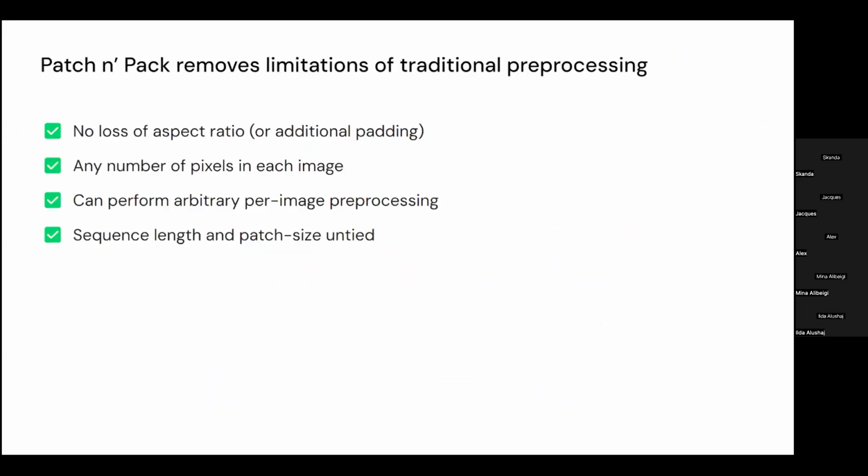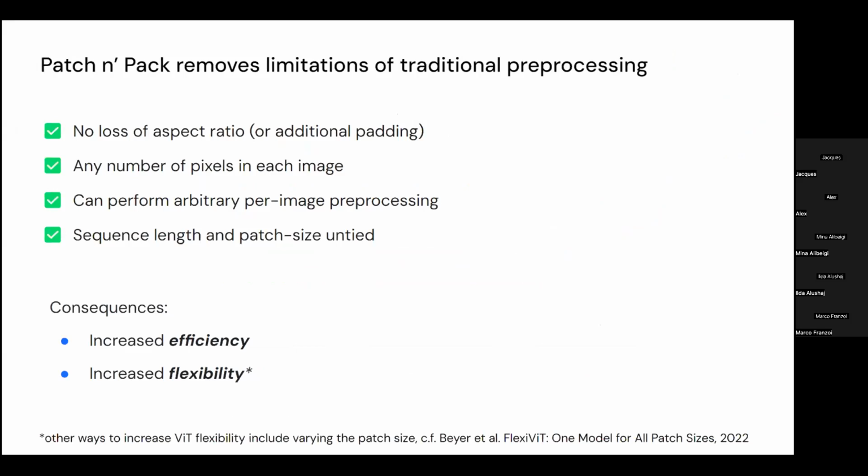So this removes a lot of the limitations from the traditional pre-processing pipeline. You can keep your original aspect ratio, you can process large images, you can process small images, doesn't matter. You can perform arbitrary image-dependent pre-processing because they don't have to end up as the same sequence length. And you can choose your sequence length independently of other model parameters like the patch size or the number of pixels in the image. And so this has two consequences. You can train more efficiently and you end up with a more general model. I would add that this is not the only way to end up with a more flexible model. You can also make the architecture more flexible, for example, by having a variable resolution patching operation on input.